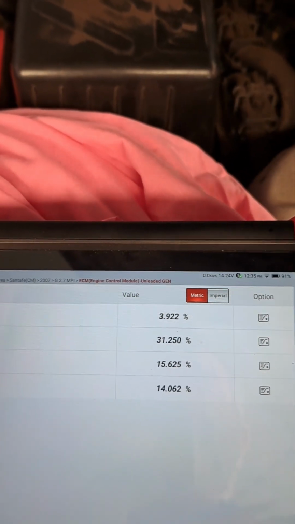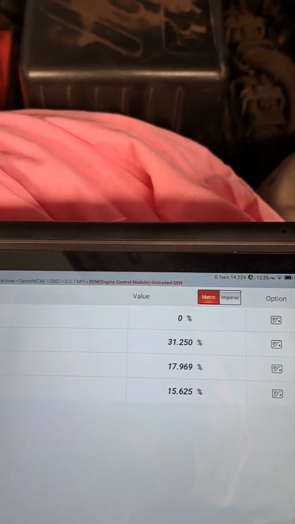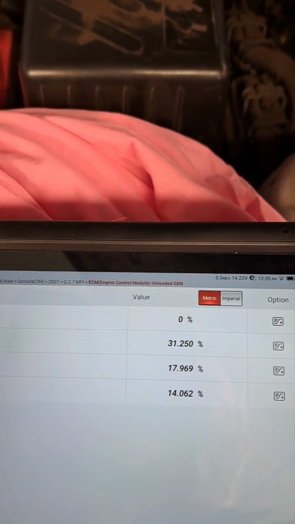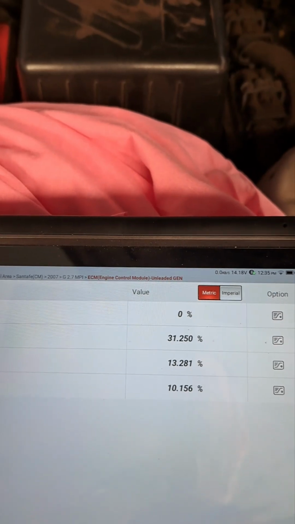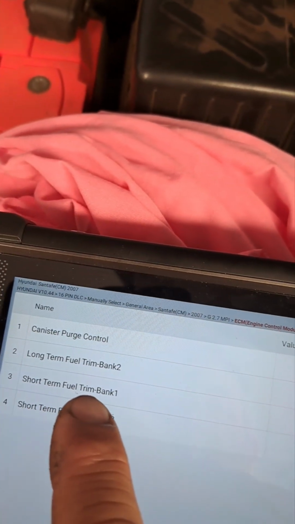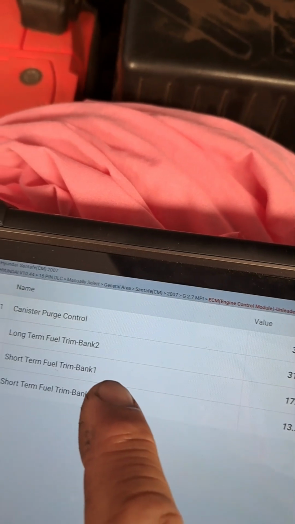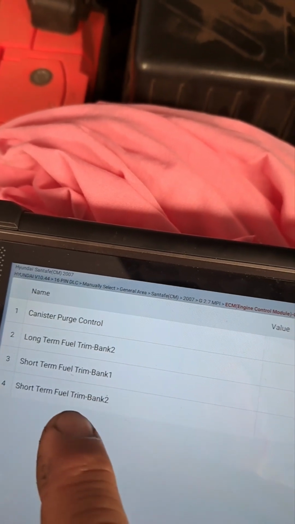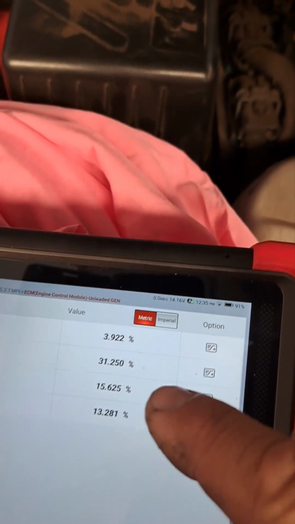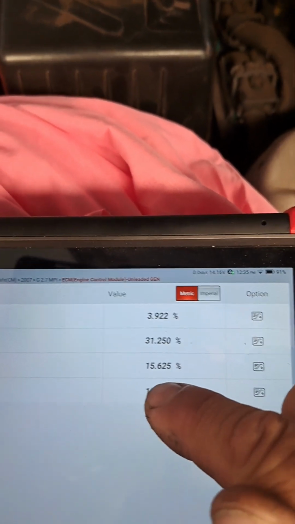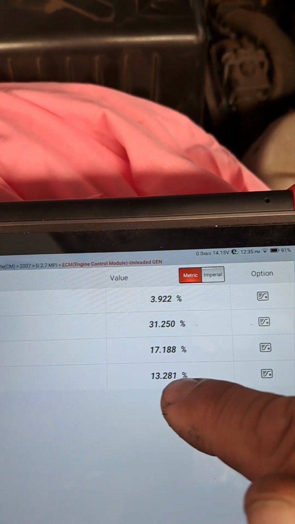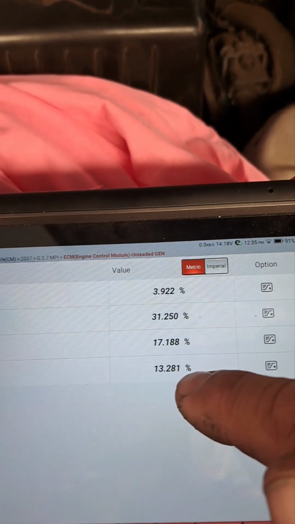Because remember, stoichiometric is around 14.7. That's the air fuel ratio for one perfect burn of air and fuel. We can see here that bank 1 is the left-hand head, and bank 2 is obviously the right-hand head, on this V6. So we are far past 10%. Ideally, at idle with a very good engine system.